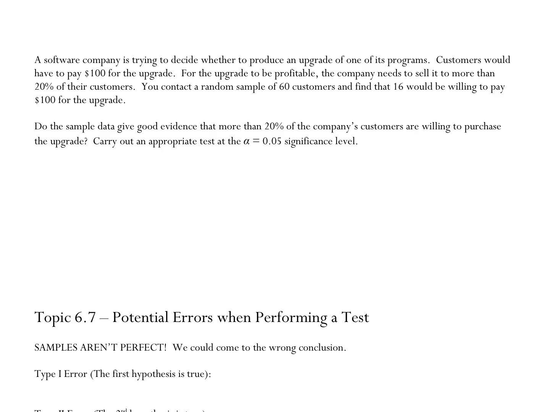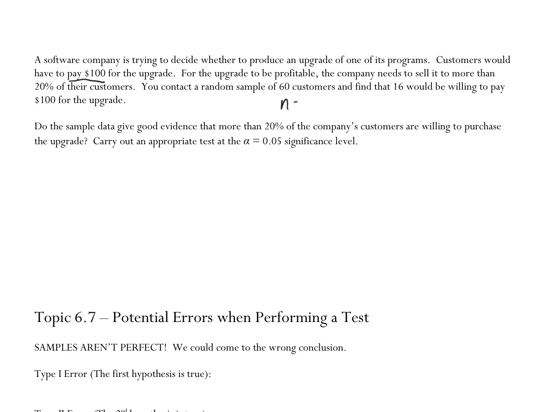Okay, so here's another example of just carrying out a test. So let's walk through it. A software company is trying to decide whether to produce an upgrade of one of its programs. A customer would have to pay $100 for the upgrade. In order for the upgrade to be profitable, the company needs to sell it to more than 20% of their customers.